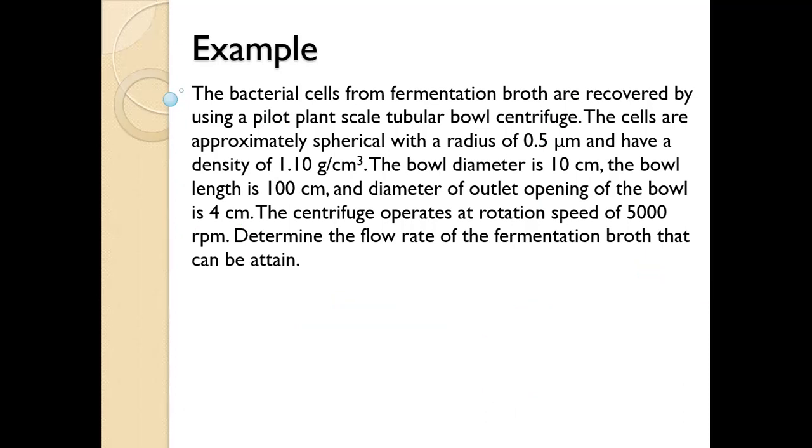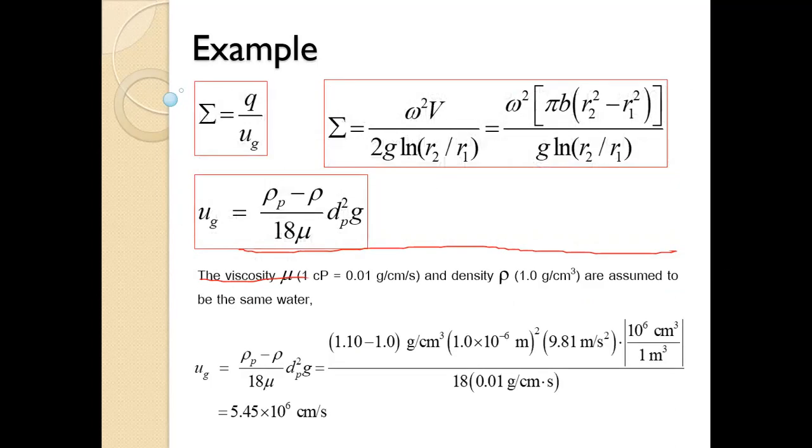The question is to determine the flow rate of fermentation broth that can be attained. For this case, we recall the sigma factor. Sigma equals Q over UG, which equals omega squared V divided by 2g, times ln of R2 over R1. R1 is the outer surface of the liquid, and R2 is the radius of the bowl.